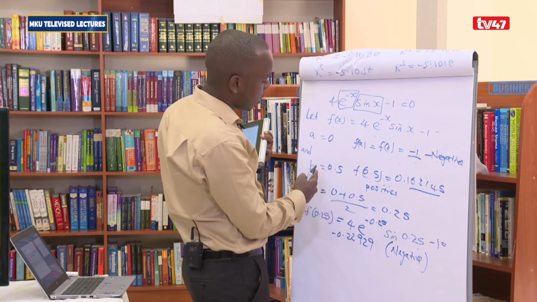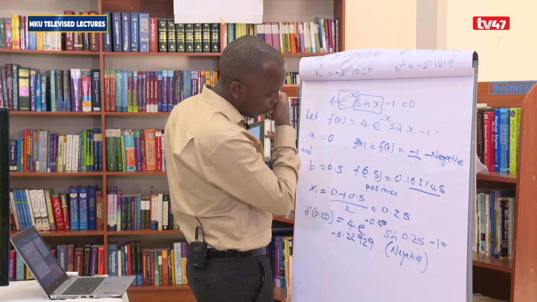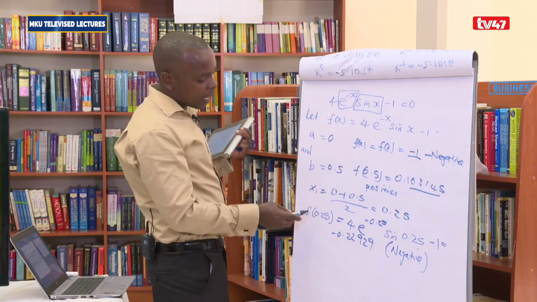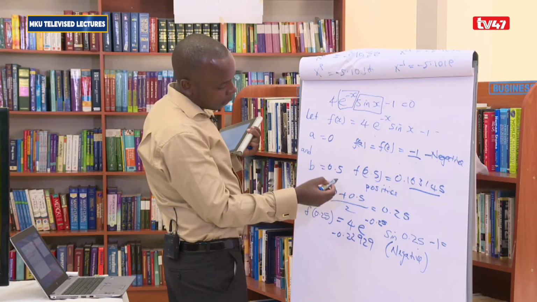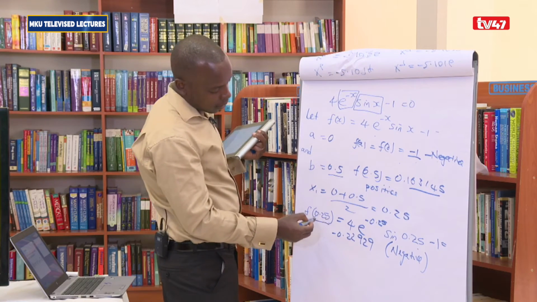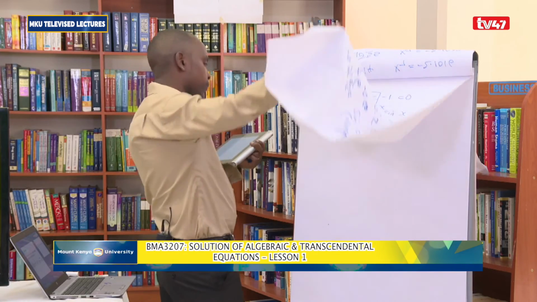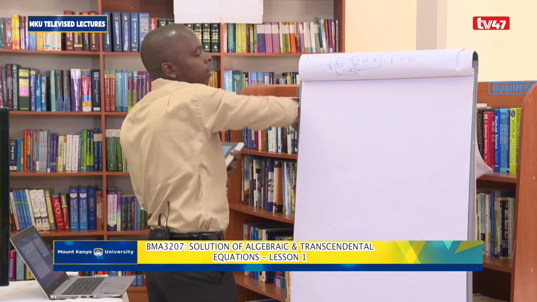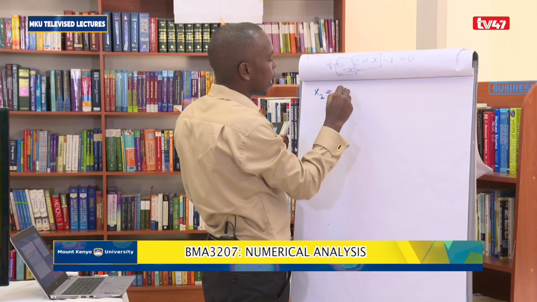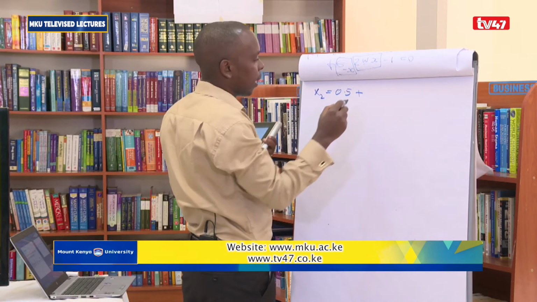And we had here a positive value. So B was 0.5, f of B, which was f of 0.5, gave us a positive value. So we can easily say that the root lies between 0.5 and 0.25. So we have our second approximation. So we say that the root lies between 0.5 and 0.25.